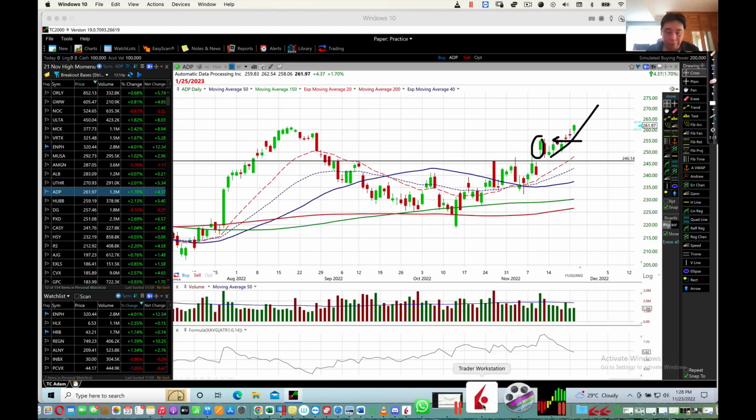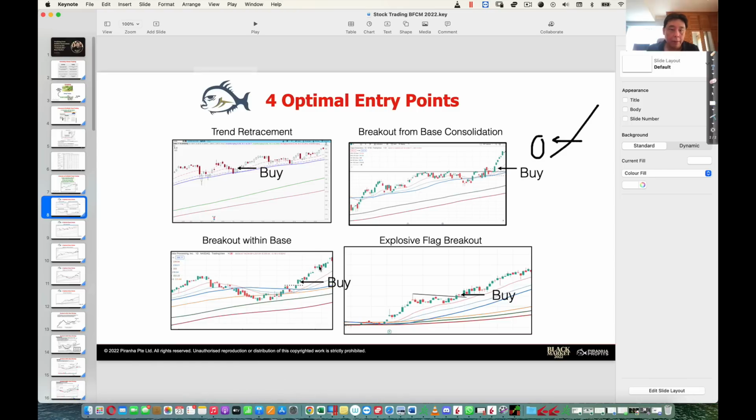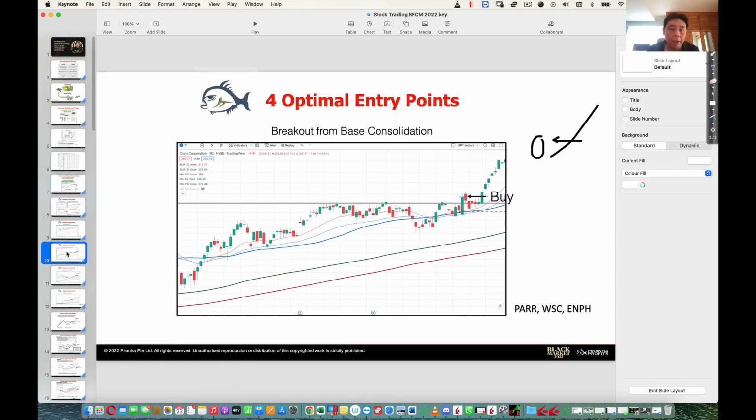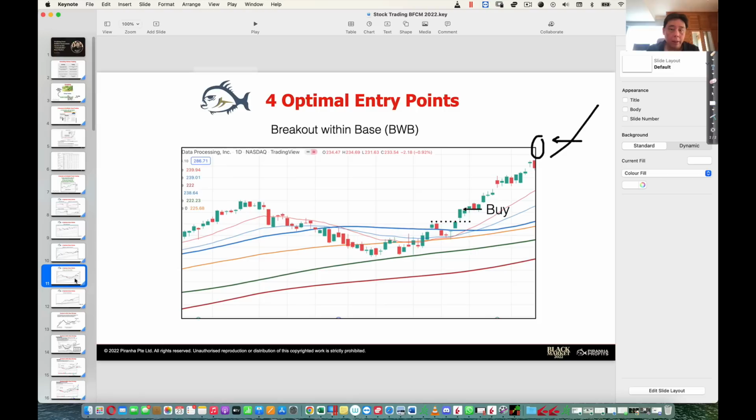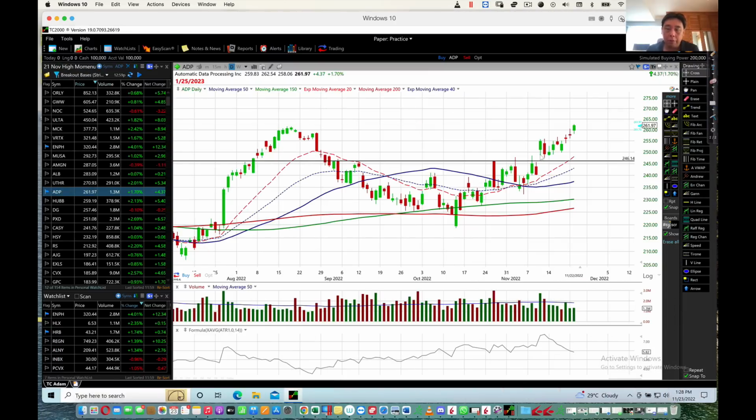I can check this out. Yep, this is a breakout within base setup. Let me make it a bit bigger. There we are. All right, so we have got that prior uptrend. We have got this base, and then we have got that high pullback, buy on the breakout when the 20 crosses above the 40. So that's a breakout within base setup. This was actually entered a couple of days ago, and this trade is an ongoing trade.